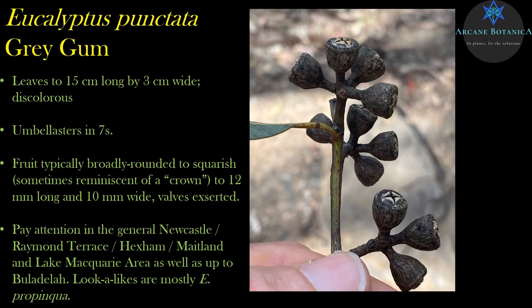They're the fruits. Umbels in sevens. We've got leaves to 15 centimetres long, 3 centimetres wide. I find the fruits pretty conspicuous. They've got this nice genuine bowl shape with some exserted valves. I don't know what it is about the fruit. I can't quite nail this.